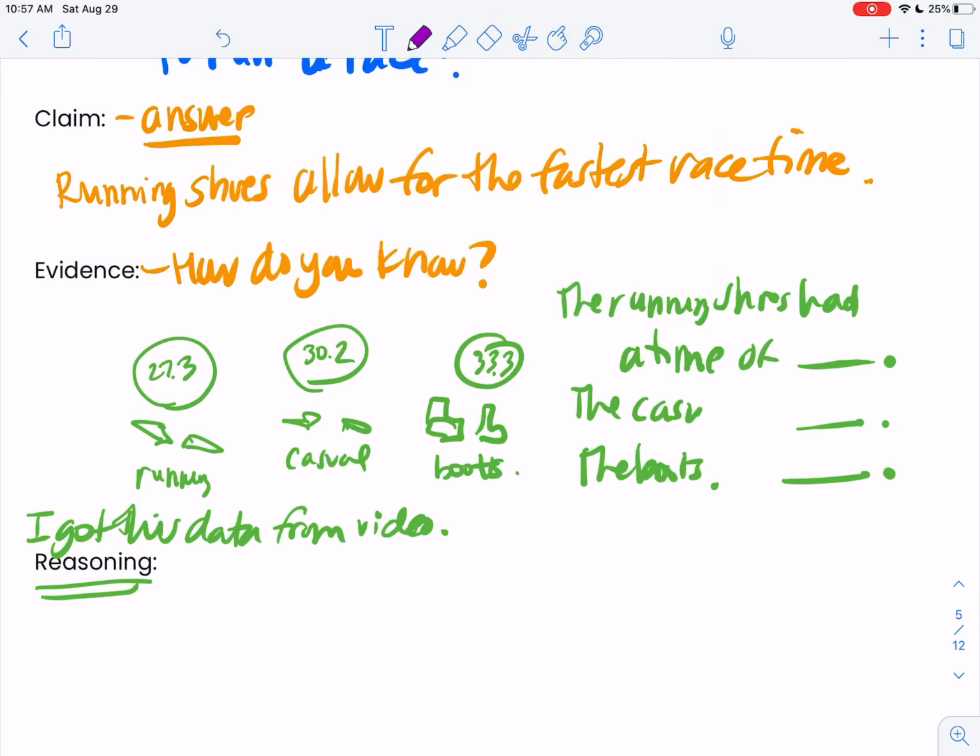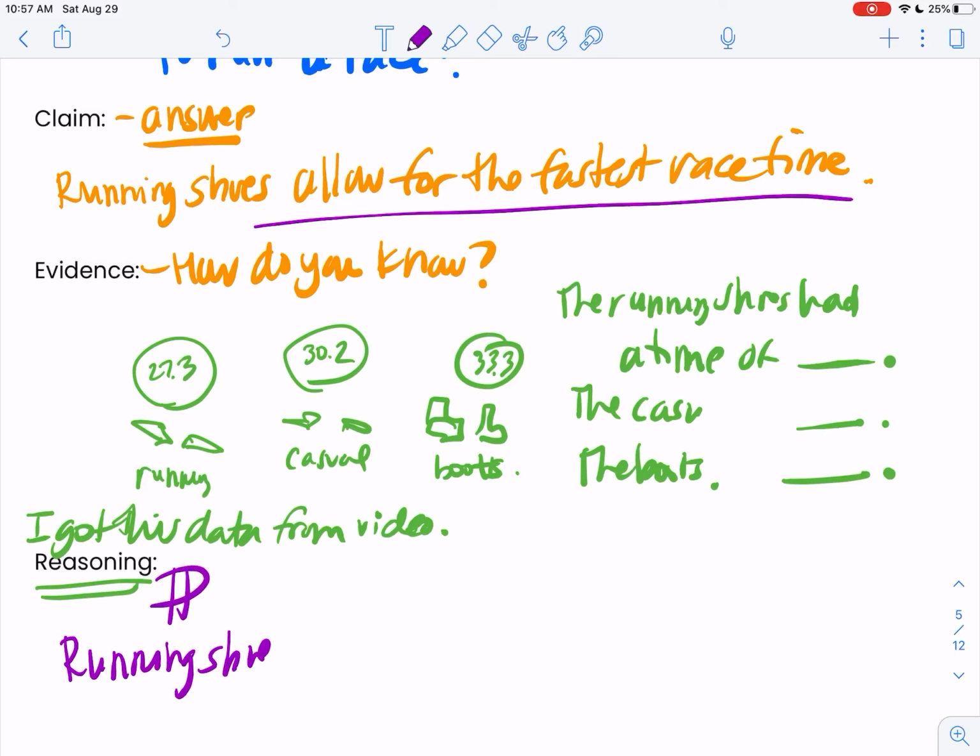Just like you did on the last page. Well, okay, so running shoes were clearly the best. I've said running shoes are the best. Why are running shoes the best, right? So in reasoning, it would be a nice paragraph statement, right? So you might say running shoes allow for the fastest time because, right? And then you'll talk about all the reasons why, right?